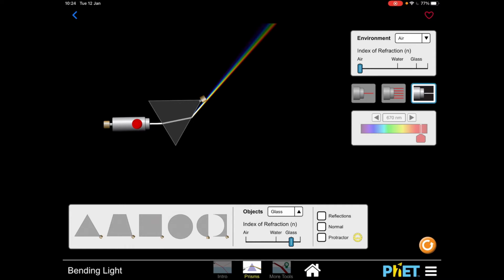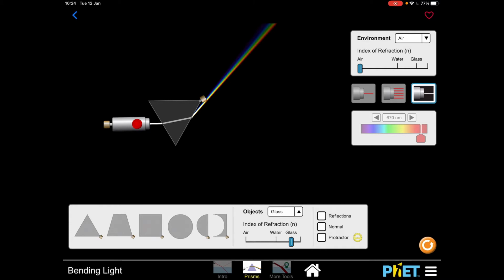So the spectrum of visible light goes red, orange, yellow, green, blue, indigo, violet. So the Roy G. Biv of the rainbow. And this is where we are going to start sort of as our anchor point of these things.